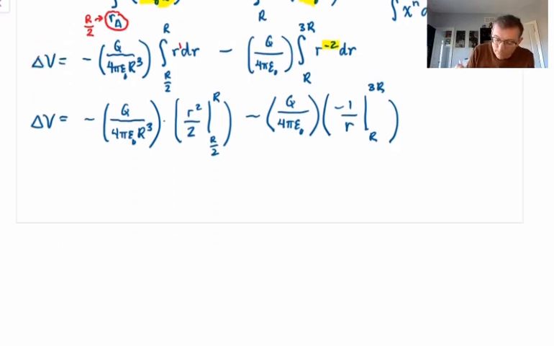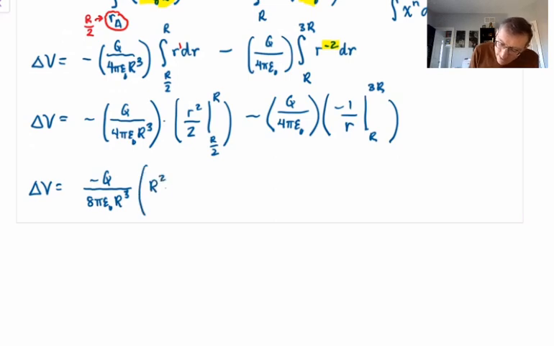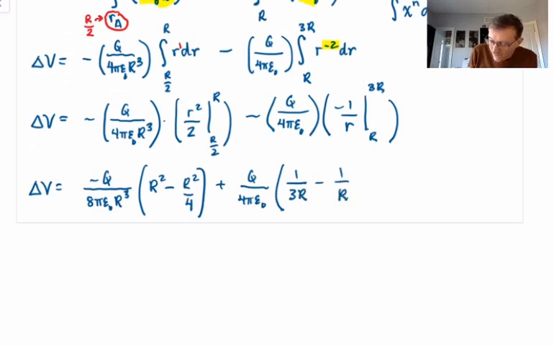All right, just keep doing the math. So let's see, delta V equals negative q over 8 pi epsilon 0 big R cubed, I brought that 1/2 in with the 4, times big R squared minus big R squared over 4. And then for the next term I have 2 negatives multiplied together, so plus q over 4 pi epsilon 0 times 1 over 3 big R minus 1 over big R.